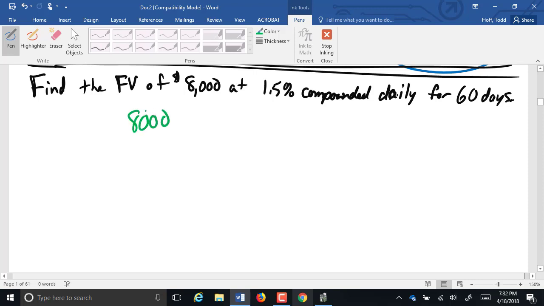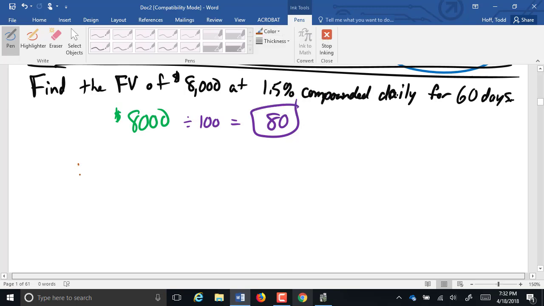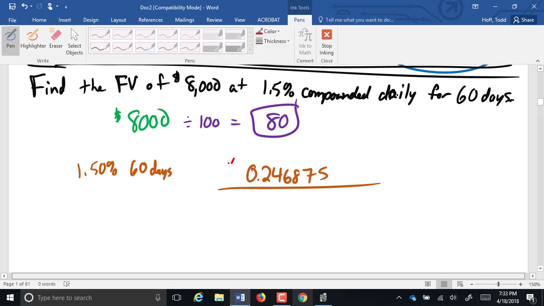So we start out with the $8,000. Of course, we have to divide that by 100 to get 80. Then we look in our table, 1.50% and 60 days. We get a factor of 0.246875. So then we multiply those two numbers.